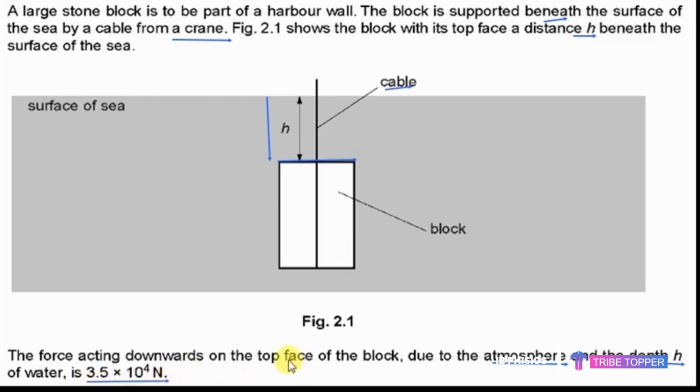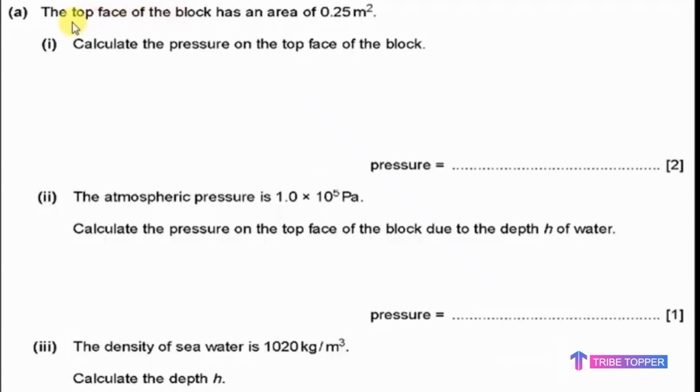So you have to understand first thing here that we are given the total force acting on this part of the block, and that is at a depth h below the surface of the sea water. We are given the force. For the same block where that force is acting, the top face of the block, its area is given to be 0.25 meters square. So calculate the pressure on the top face of the block.